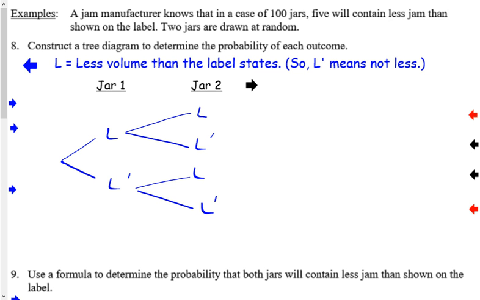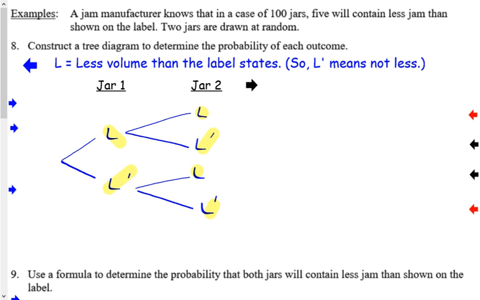So here's what we have. When I make my first draw, I have two possibilities. Either it has less jam than it says, or it has as much or more. And then, given that first outcome, the second jar, again, less jam or as much or more. So the way we use a tree diagram here, and you'll see that I drew in these branches, and I'm going to write probabilities along those branches.